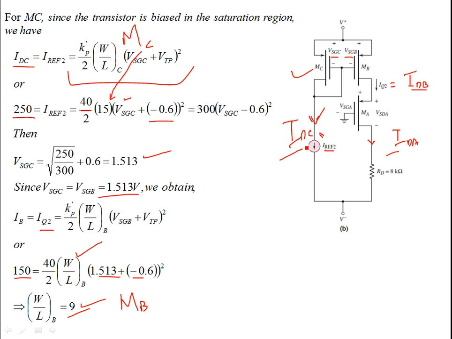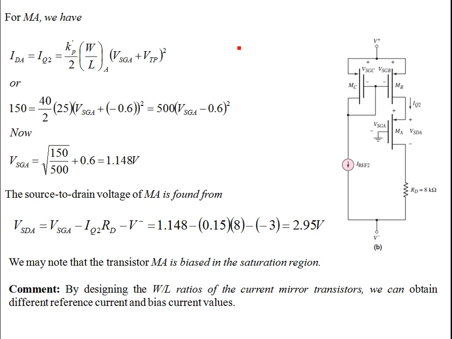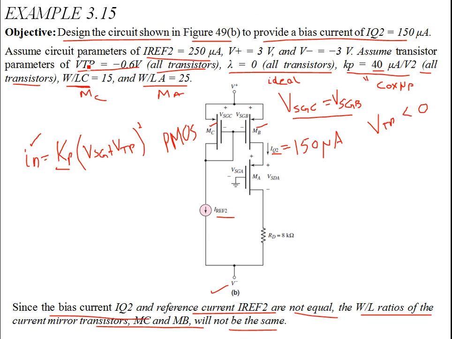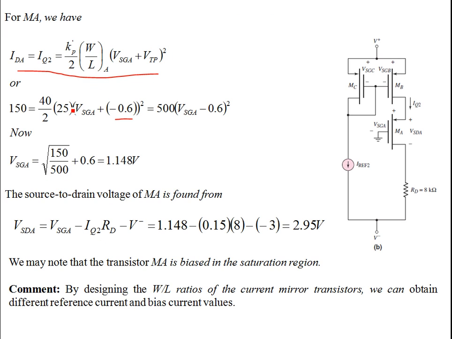So let's find out for the transistor MA, again for saturation. IDA over here is given as Kp by 2. So this is the conduction parameter. VSGA, VTP is the same, minus 0.6. W/L is given in the statement of the example. W/L for transistor A is 25. So let's plug this in over here. This is 25. Kp is again 40. IDA is the same as IQ2. So you find VSGA is 1.148 volts.